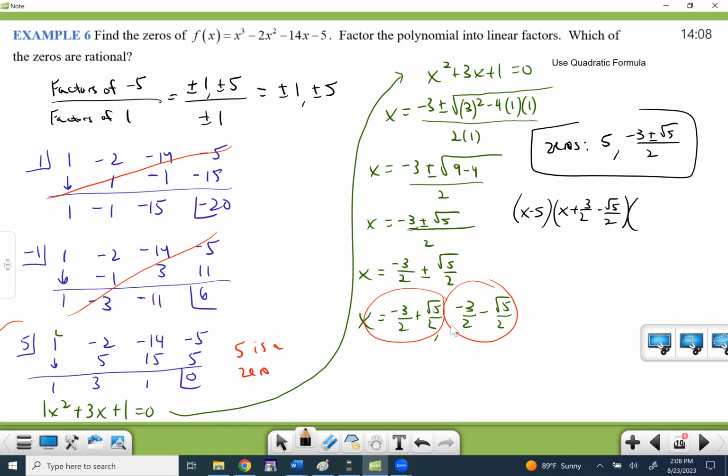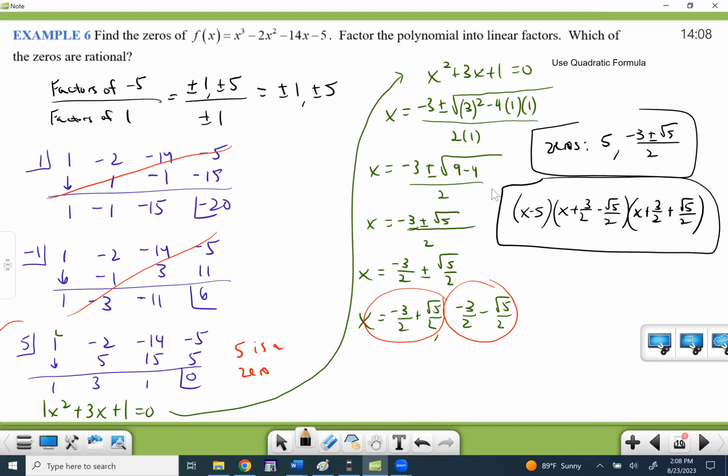Same thing's true about this factor. It's going to be x plus 3/2. And we're going to change the sign on this minus root 5 over 2, and we're going to make it plus. Now we've written it as a product of linear factors.